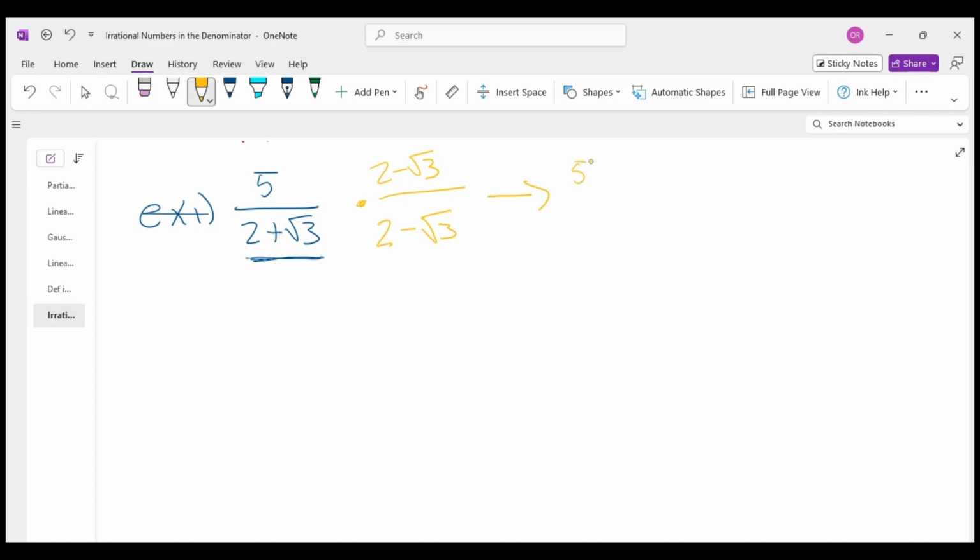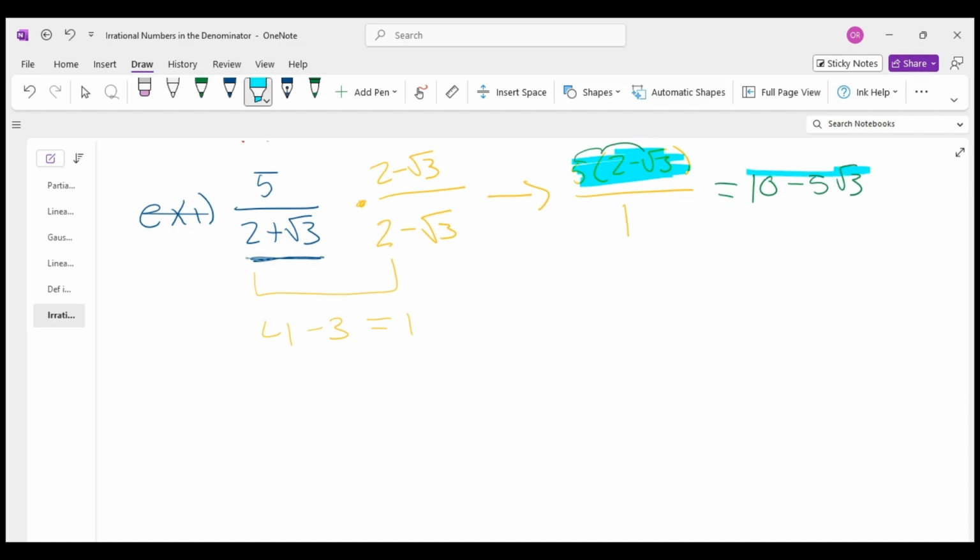And you would be left with 5 multiplied by 2 minus square root 3. And on the denominator, you would have 4. And then since the square roots go away, you'd have minus 3, which just equals 1. So you'd be left with 1. Now you can leave the numerator like this, since it is over 1, it's a whole number. Or you can distribute this 5, and you can simplify it more out to 10 minus 5 square root 3. And that would be your full final answer.